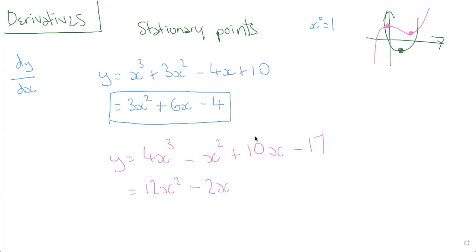We don't need to write that. Same with this. 1 times 10 is just 10. And then 1 minus 1 is 0. So this disappears. So this is the derivative of that.